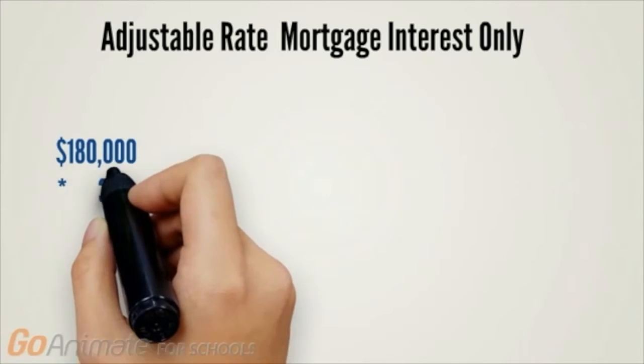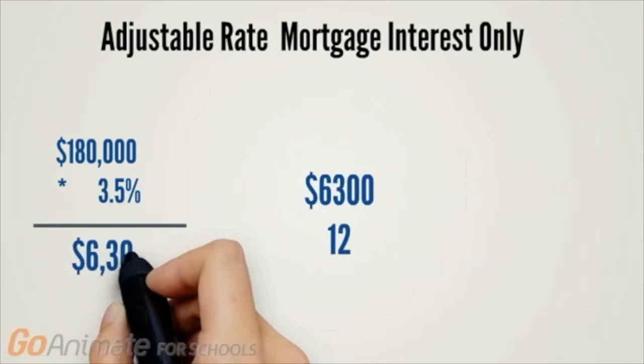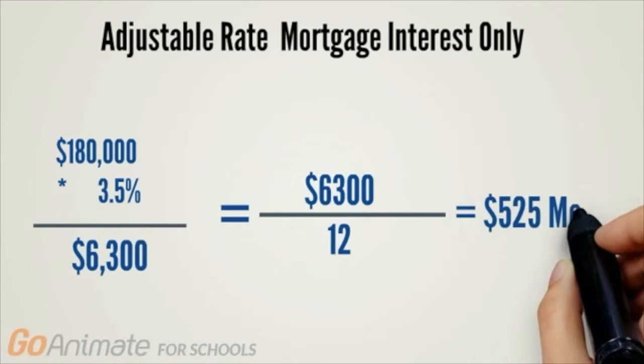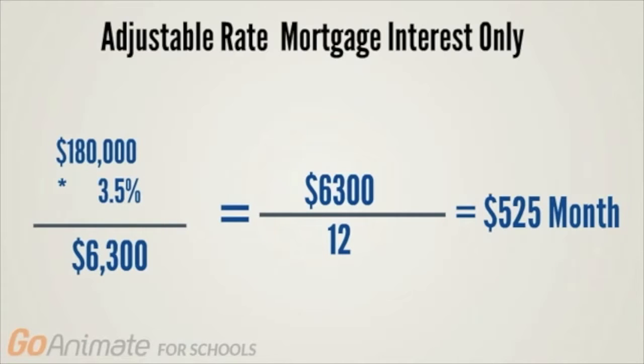If you had an interest rate of 3.5% on that adjustable rate mortgage, and typically on an adjustable rate mortgage the interest rate is a little bit less, but you're only paying interest now. You're not paying the interest and principal. Your interest for that period of time would be 3.5% times $180,000, or $6,300 a year. So in your interest only, you divide that by 12, and that's $525 a month that you're paying for that adjustable rate mortgage.